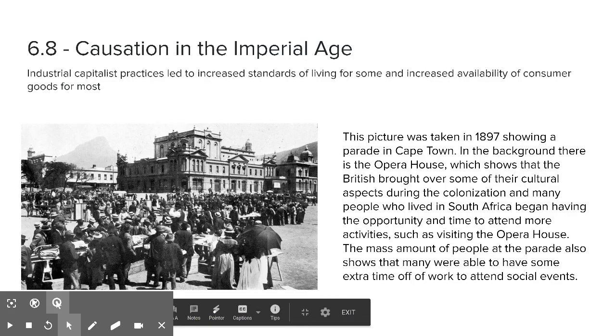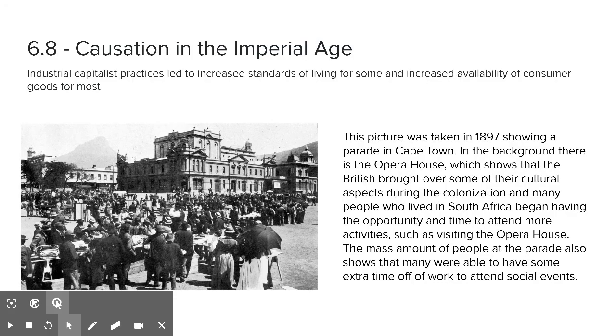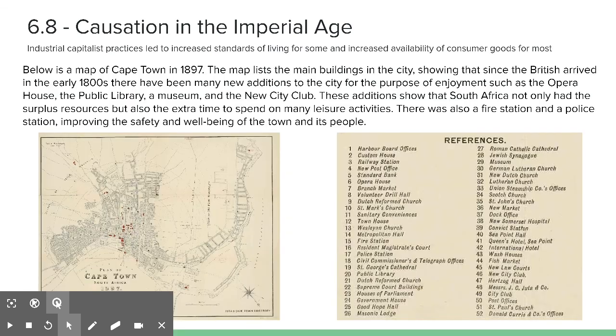This is 6.8, Causation in the Imperial Age. This picture was taken in 1897, just showing a parade in Cape Town. In the background, there's the Opera House, which shows that the British brought over some of their cultural aspects during the colonization, and many people who lived in South Africa began having the opportunity and time to attend more activities, such as visiting the Opera House. The mass amount of people at the parade also shows that many were able to have some extra time off of work to attend social events.